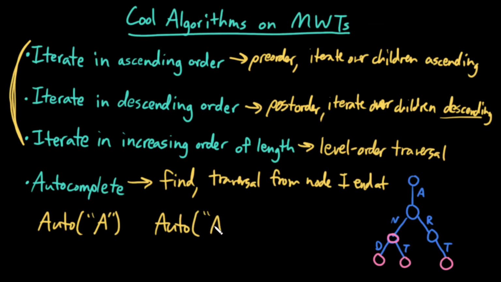Similarly, I could do autocomplete with the prefix AN. So I start at the root. A, I traverse down. N, I traverse down the N edge. Then do a traversal starting at this node. So I would output AN, AND, and AND.